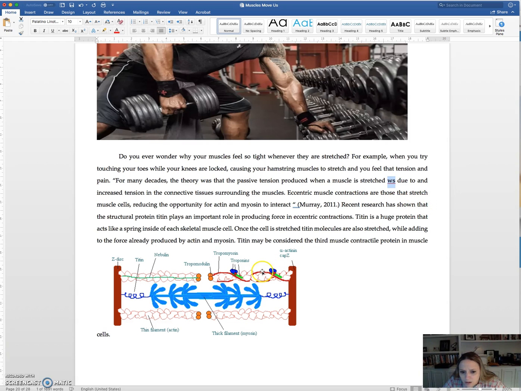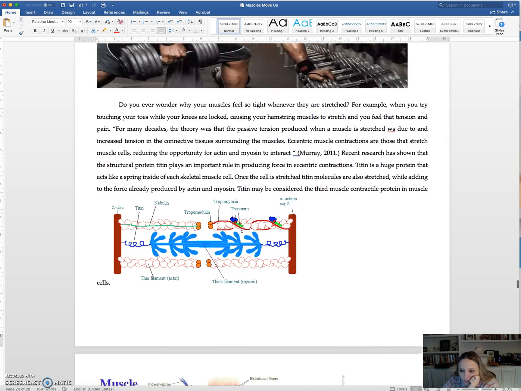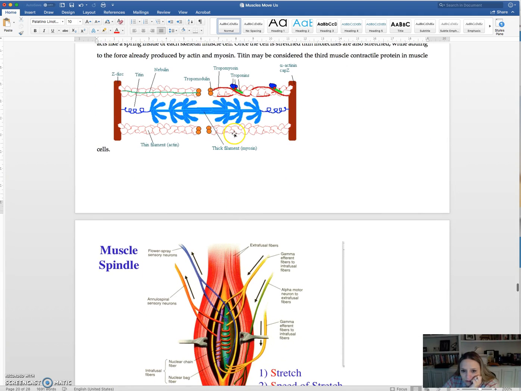Recent research has shown that the structural protein titin plays an important role in producing. All right, when you say something like recent research, then there should be, in parentheses, some citations of some of those recent research articles. So be careful. Again, just making sure this is your own language.